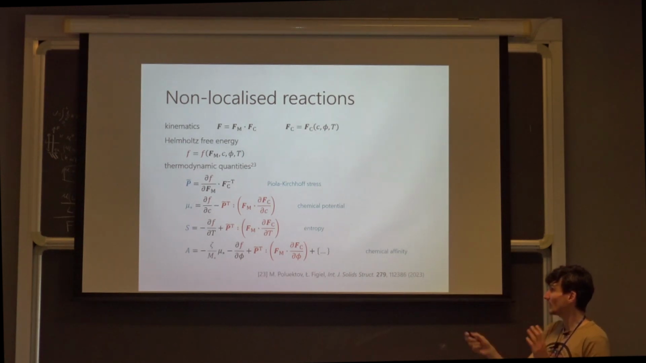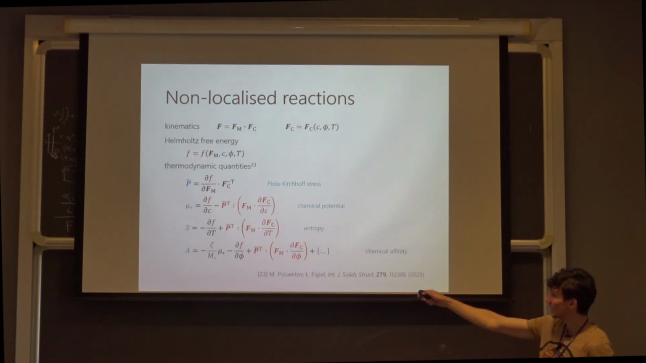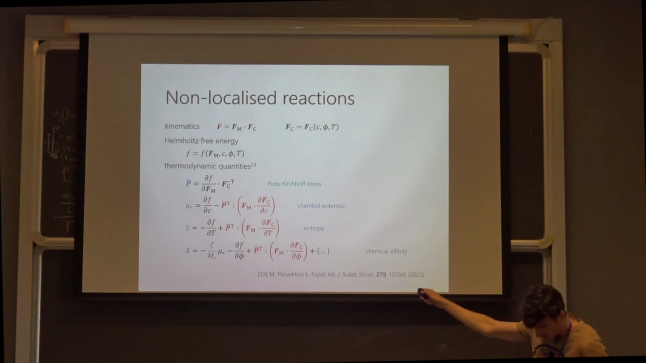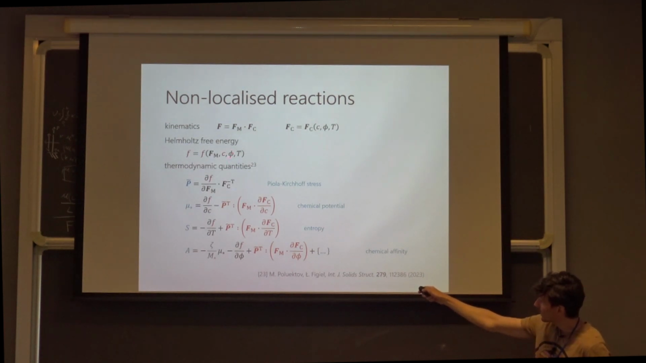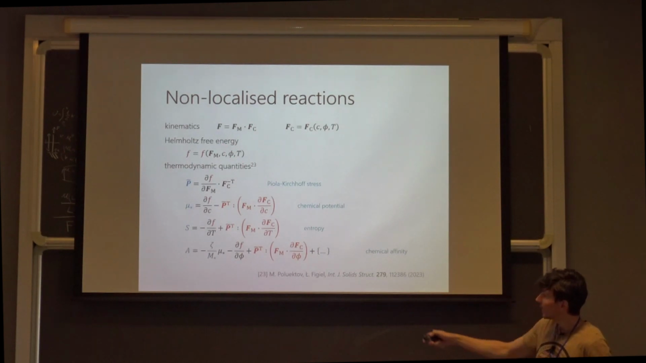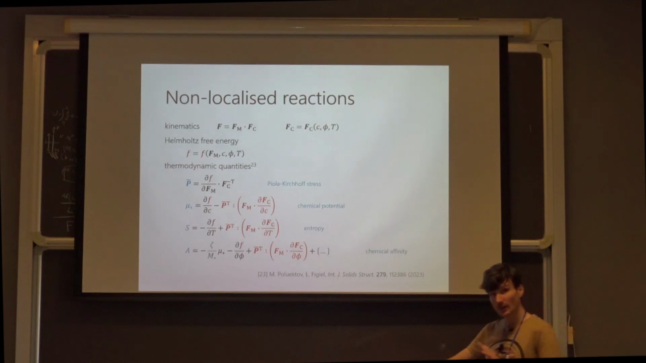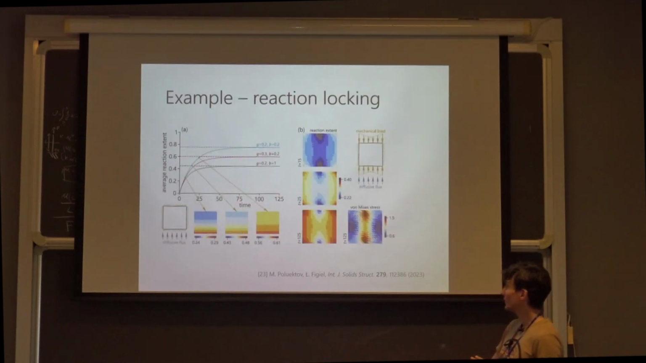And then you can do several things. So one option is that if your Helmholtz free energy per unit of volume in the reference configuration depends only on the reaction extent, you will get something like a volumetric reaction. You will get a reaction which will be smeared out in space. But you can also do another thing.